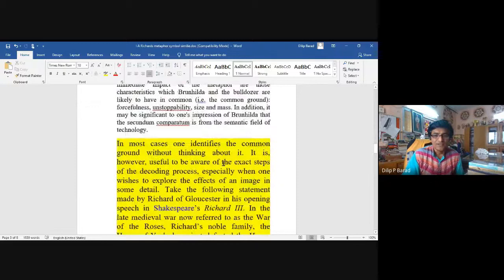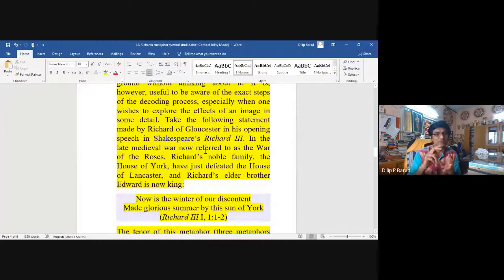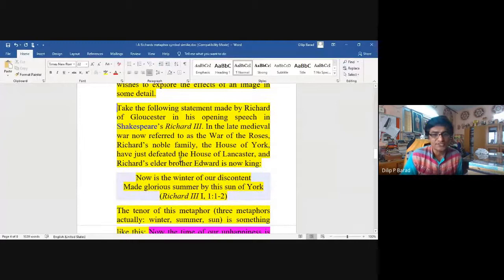Here is one more example. In most cases, one identifies the common ground without thinking about it. It is, however, useful to be aware of the exact steps for the decoding process, especially when one wishes to explore the effect of an image or symbol in some detail. Take the following statement made by Richard of Gloucester in his opening speech in Shakespeare's play, Richard III.